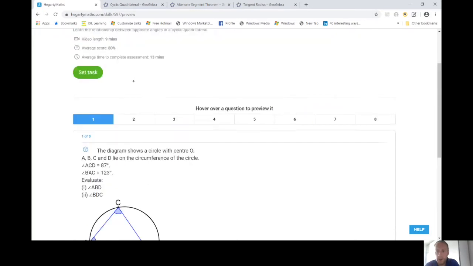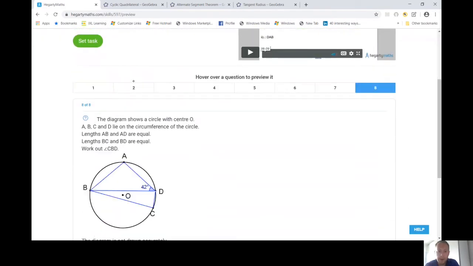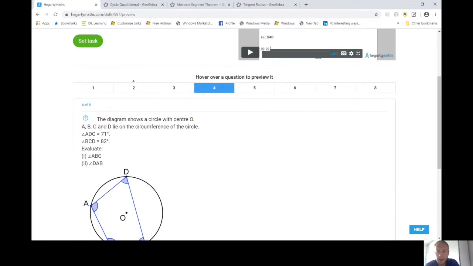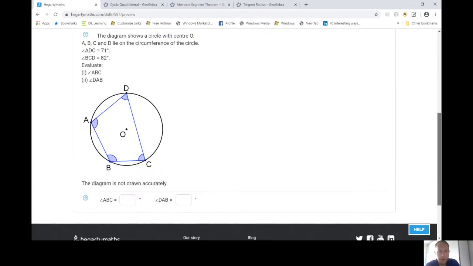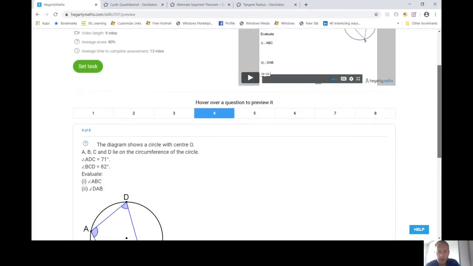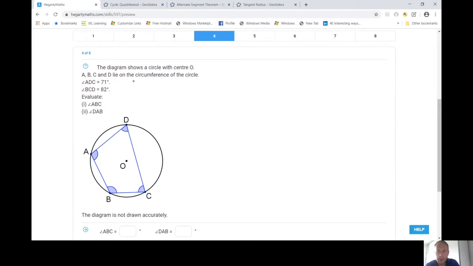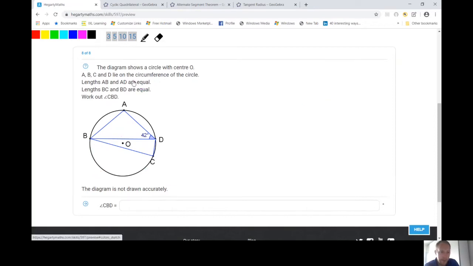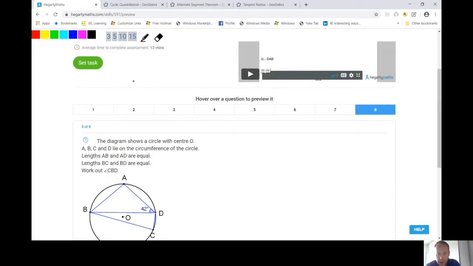Let's try the next one. So as you know, the first couple on Hegarty are the same, and then they just get slightly more difficult. So let's try 4. So what have we got this time? So it says the diagram shows a circle with center O, and again it's given 2 angles. So let's have a look. Right, so we're given, let's jump on to question 8. So let's go to question 4.